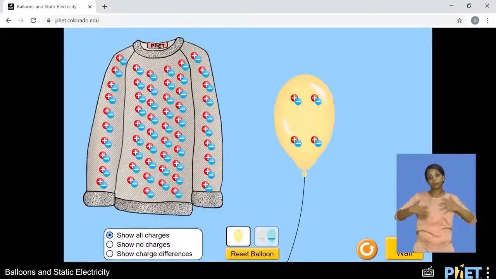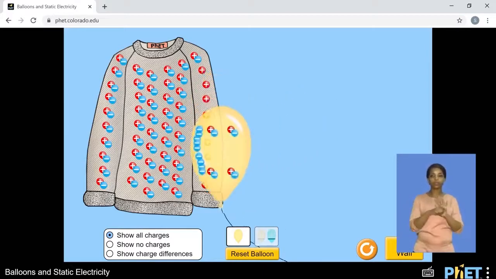Now, if you look at the balloon in this simulation, the number of positive charges is the same as that of the negative charges. The similar thing can happen with your woolen jersey, right? The woolen jersey has a lot of atoms, millions and millions of them. Again, the number of positives is equal to the number of negatives. So what happens if we rub these two against each other?